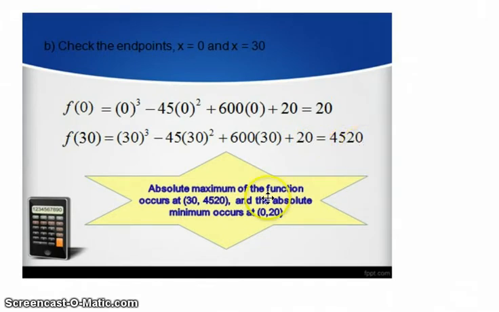So you rewrite it. The absolute maximum of the function occurs at 30. When your x is 30, the y is 4,520. And the absolute minimum occurs at 0. When x is 0, your y is 20. I hope you understand.